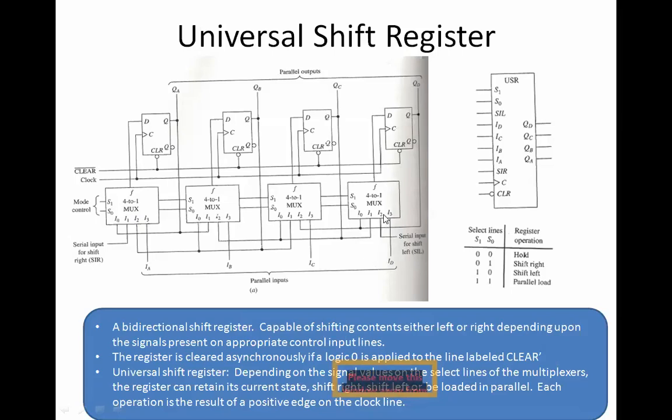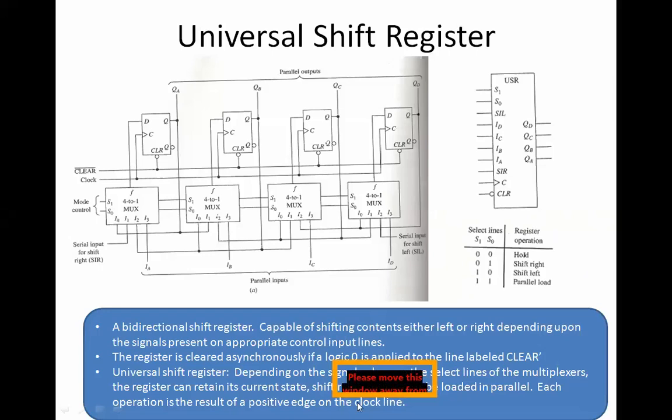And I3 we know. Then here I1 is actually the serial input for the shift register. So if I give a 1 here, it should work as your shift register. As I told you, if it is 0, 0, then it will hold the value. If it is 0, 1, then it will shift right. If it is 1, 0, then it will shift left. If it is 1, 1, then it is going to parallel load. We should only understand this.